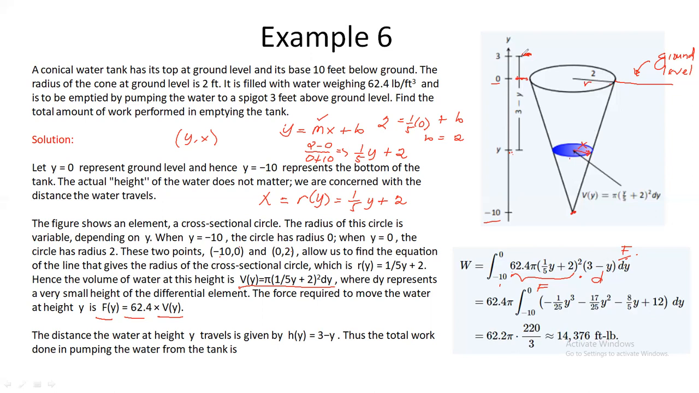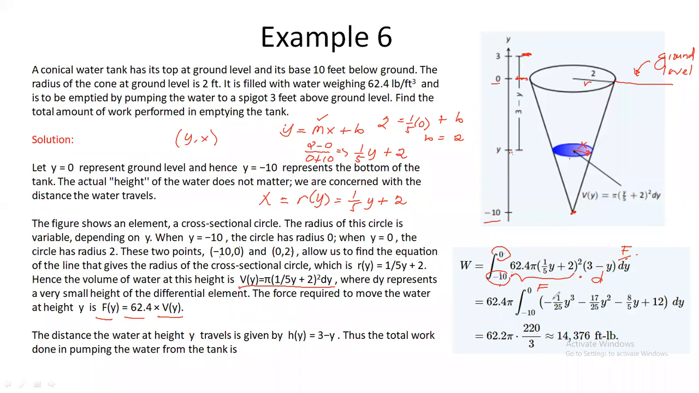So 3 minus y. Now, it's different than the limits that you have used in here, because the limits that you have used in here is based on the height of the water inside the conical tank. Not the displacement height, but the height of the water inside the conical tank. So it is from -10, again, based on our orientation, to 0. So you have here -10 to 0.